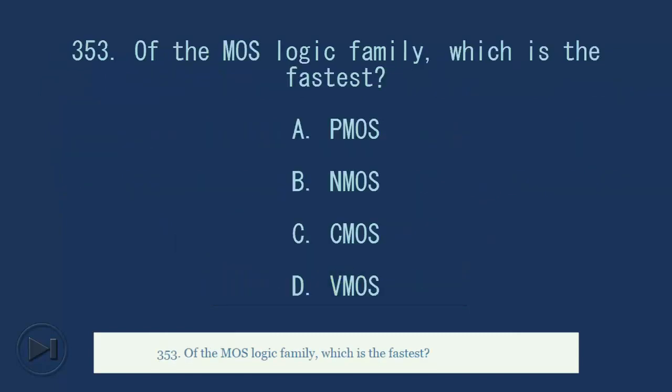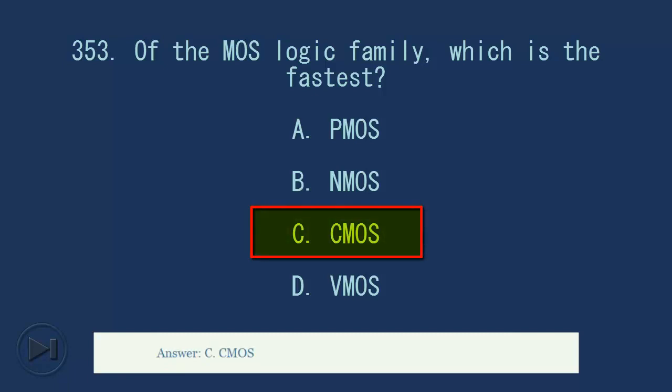353. Of the MOS logic family, which is the fastest? A. PMOS. B. NMOS. C. CMOS. D. VMOS. Answer, C. CMOS.